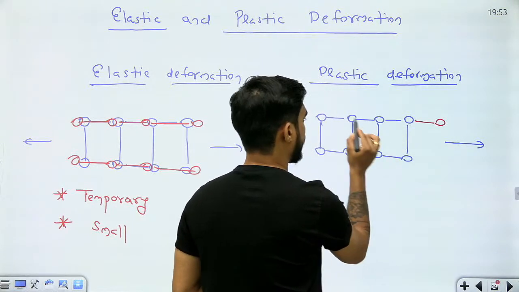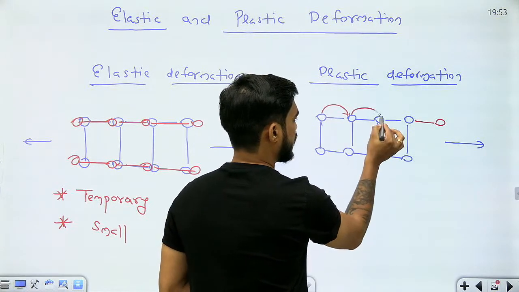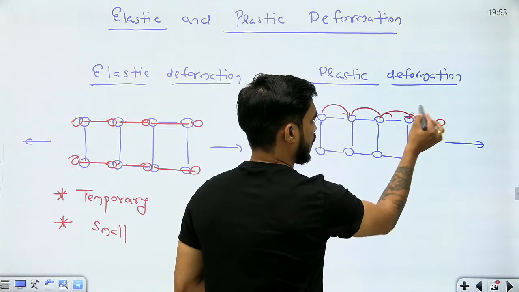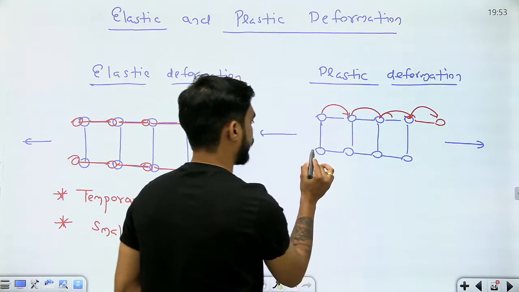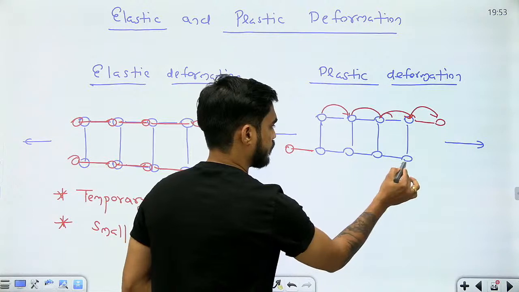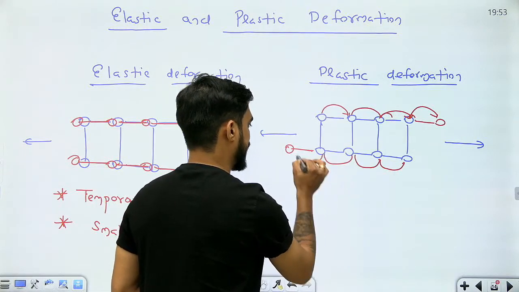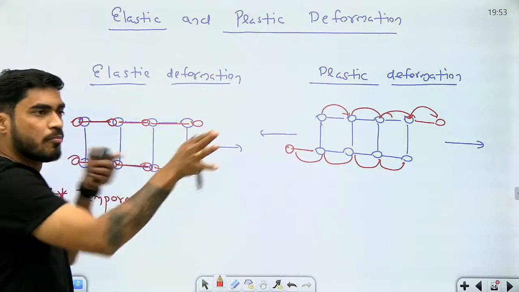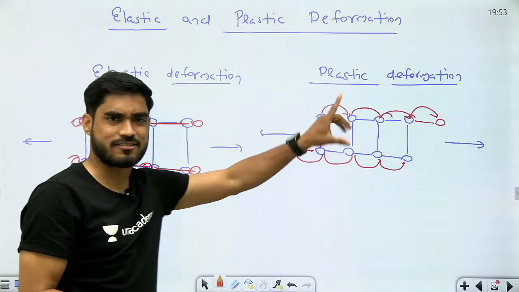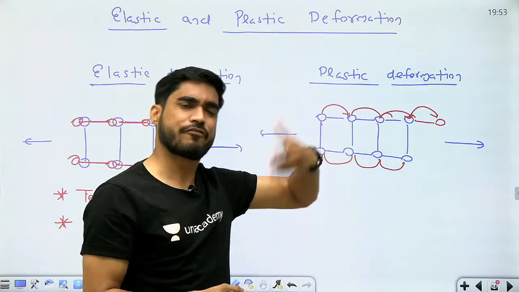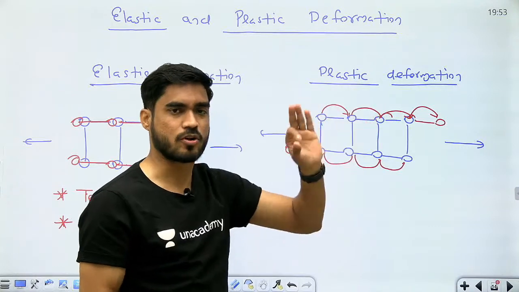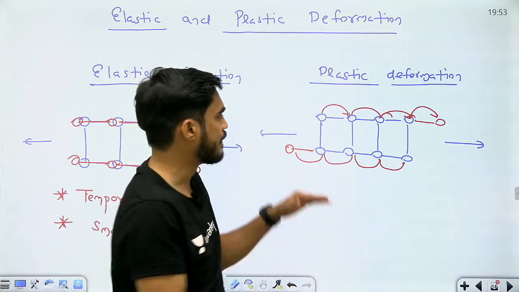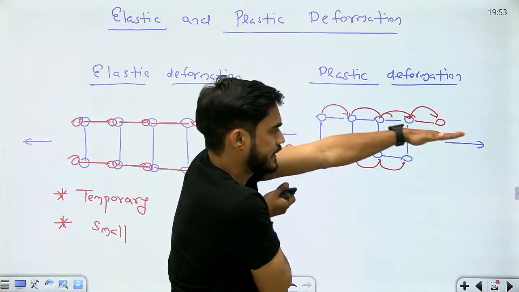This atom will move to here, this atom will move to here, this atom will move to here. Okay, these atoms will move like this. These atoms are going to move like this. Okay, this is just one type of movement. There are different types of movement of atoms. I am just giving you an example. So these atoms are going to move like this.